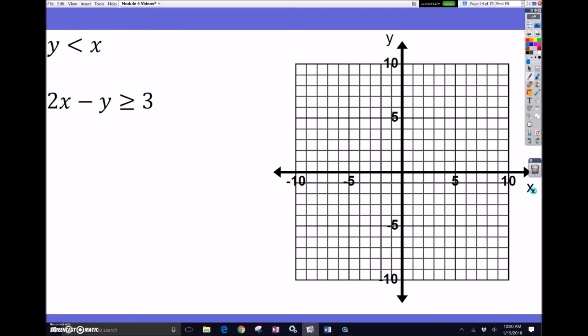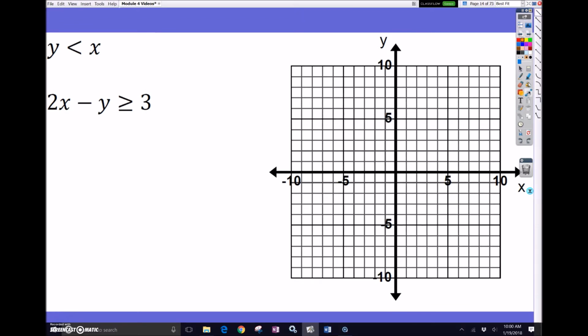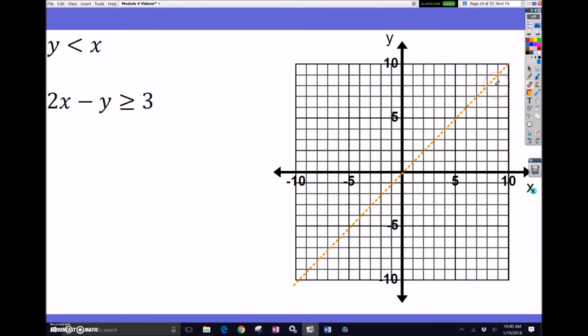I have x is less than y. X is less than y would be graphed like this. It would be a dotted line, and it would be like this in orange. And I would have to shade everything that's less than this line, so I just go to the y-intercept, and I shade everything that's less than.